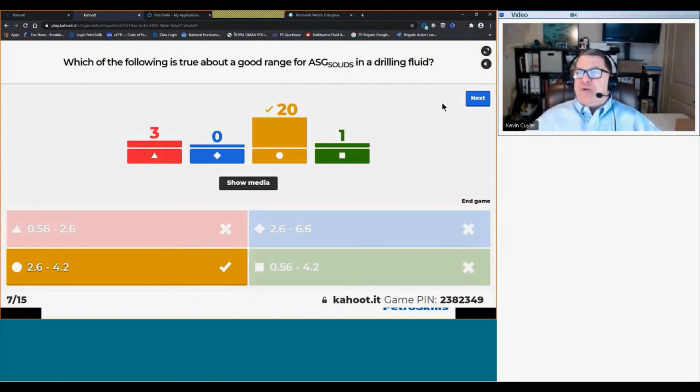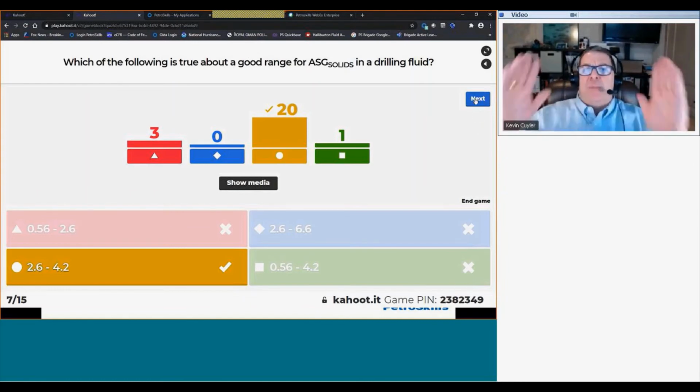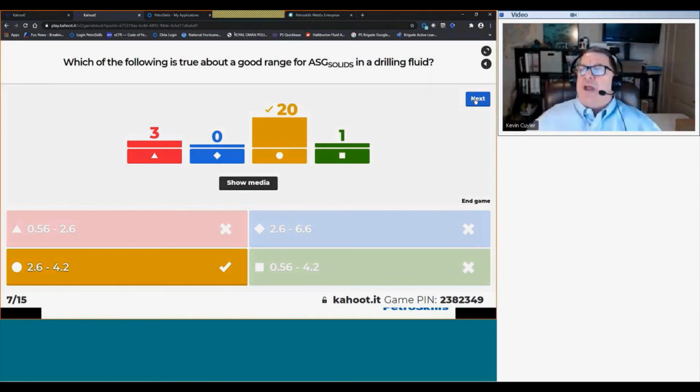All right, I've got about 20 of you that have selected the orange one here. You're absolutely correct. 2.6 to 4.2, generally speaking. Again, there are some exceptions to it, but by and large, when you look at a mud report, the ASG of the solids should be between 2.6 and 4.2, unless there's some really strange circumstance.